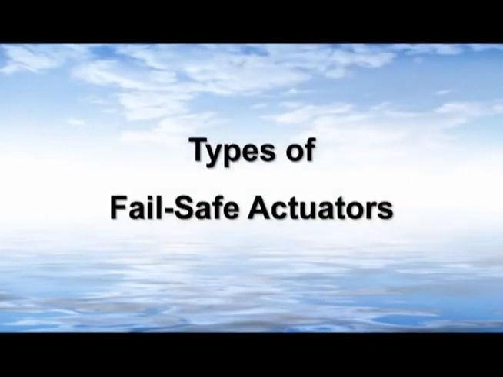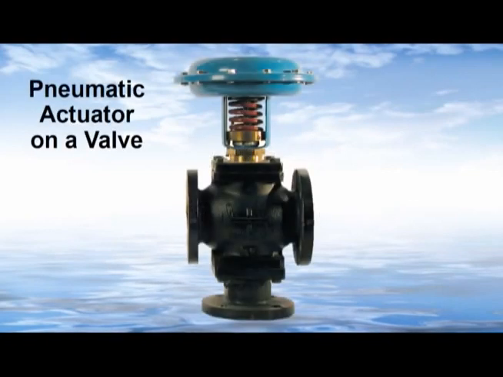Back in the days when air-powered pneumatics ruled commercial HVAC controls, fail-safe protection was easy because pneumatic actuators are inherently fail-safe. Air pressure pushes on a diaphragm that compresses a spring and drives the actuator's pushrod. When air pressure fails, the spring automatically returns the diaphragm and pushrod to the normal home position.